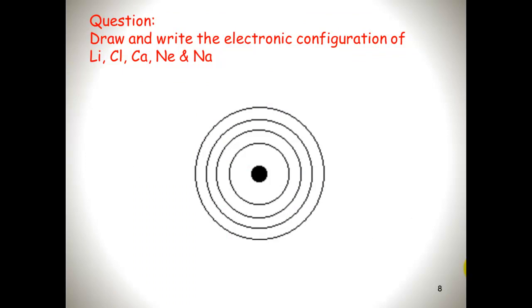Okay, I'd just like you to draw the electron configuration of lithium, chlorine, calcium, neon, and sodium. Pause this video here, have a go at these, and I'll show you the answers to the first 3.